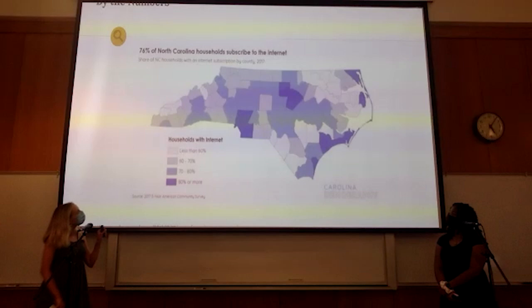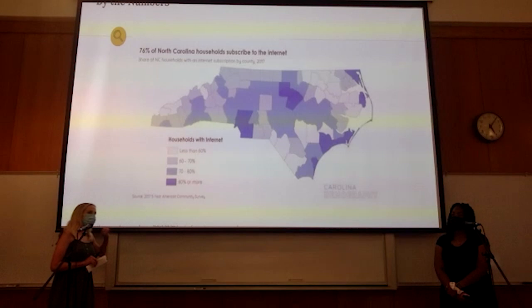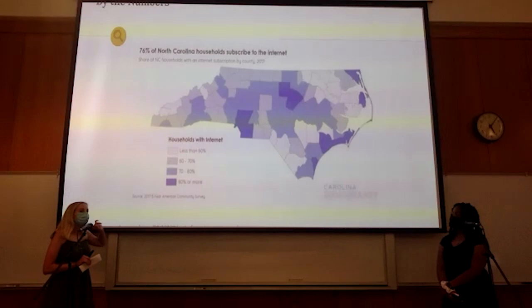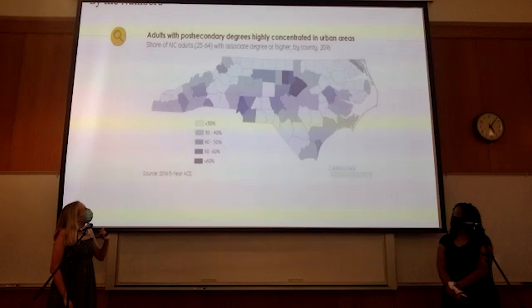And you can see that in the very pale color, less than 60%. And then as you get a little darker, 60 to 70, then 70 to 80, and 80% or more. And so we can see that there is a concentration of internet access in many urban areas. And in this next chart, we can see that in those same areas, there's a higher concentration of adults with post-secondary degrees. So we can see that in those same areas, more than 60% of adults have their post-secondary degrees.